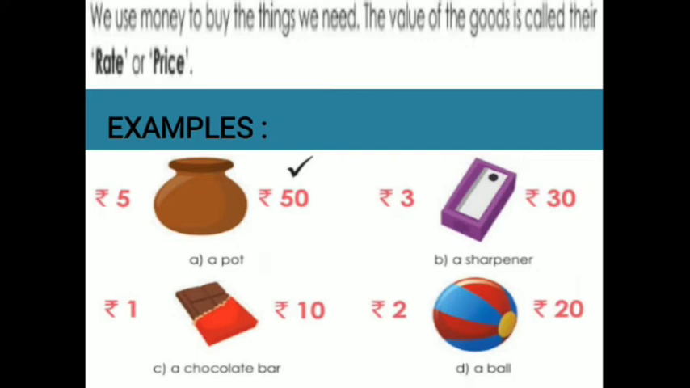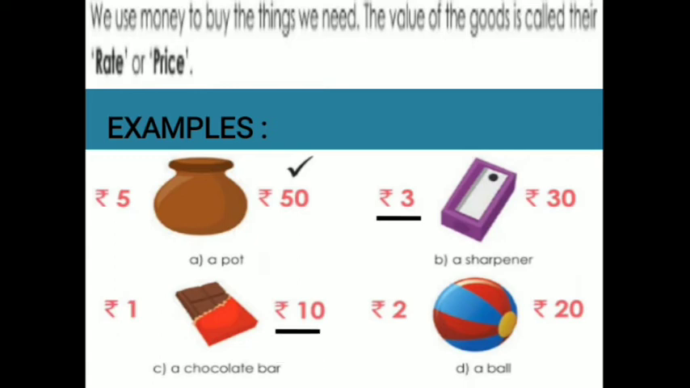Second one, a sharpener. Tell me, can a sharpener be had for 30 rupees or will it be 3 rupees? 3 rupees. So the second amount is 3 rupees. So what was the price of the sharpener? 3 rupees. Then the next one is a chocolate bar. A big chocolate bar. Will it be 1 rupee or 10 rupees? Yes, it is a 10 rupees chocolate bar.